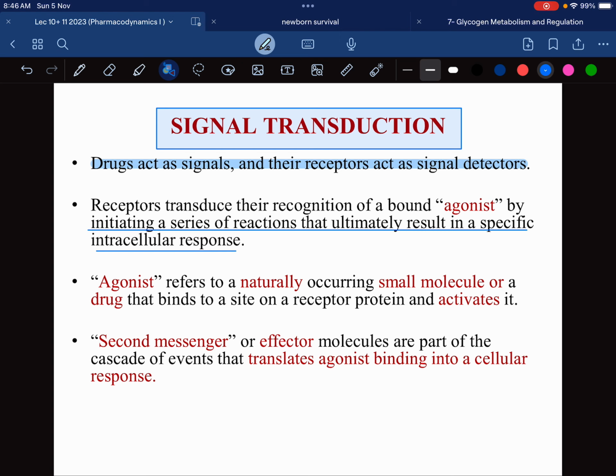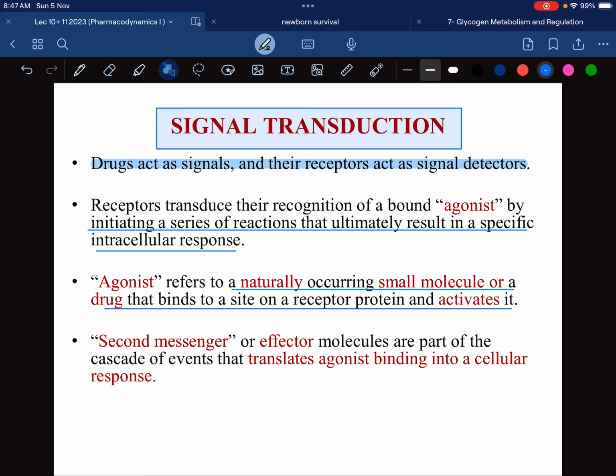also. So the agonist refers to a naturally occurring small molecule or a drug that binds to a site on a receptor protein and activates it. So the compound will bind to the binding site, then it will produce a certain activity and activate that receptor. That compound will be called an agonist. After binding of the agonist to its binding site in that receptor, second messengers or effector molecules are part of the cascade of events that translate agonist binding into the cellular response. Following the interaction of the agonist with its binding site in the receptor, there will be many cellular responses, produced by what we call second messengers or effectors.